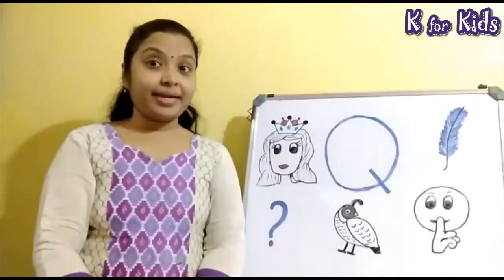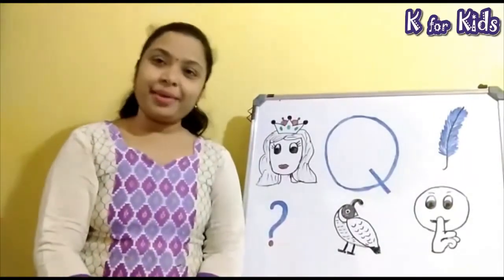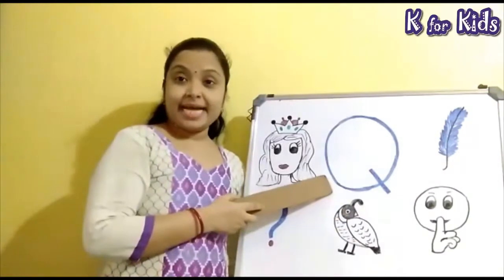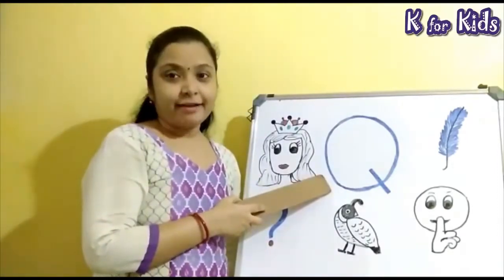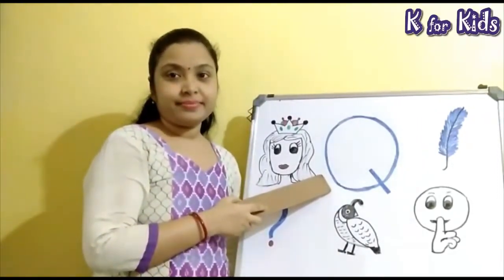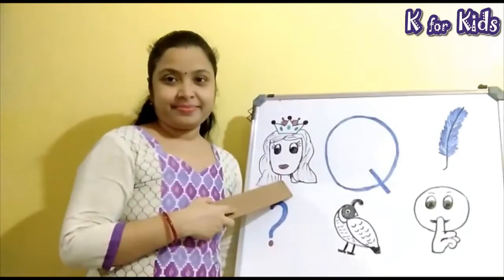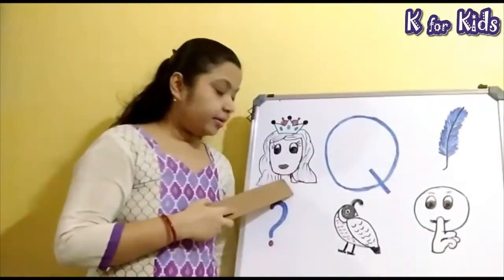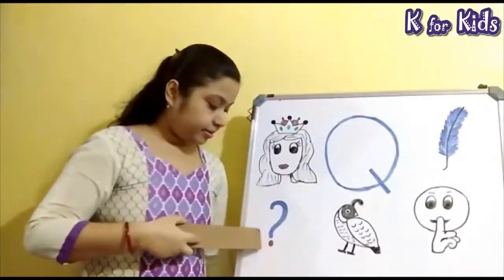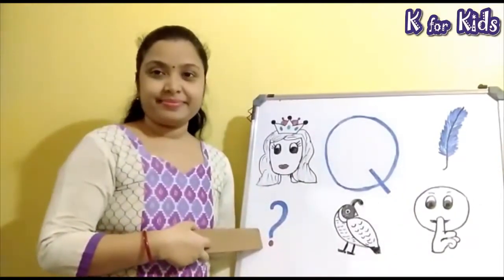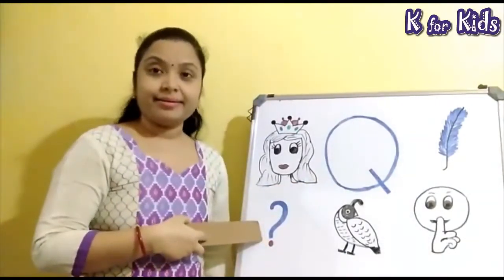Children, again I am repeating. And this time you also have to repeat after me. This is the alphabet Q. Q for queen. Q for question mark.